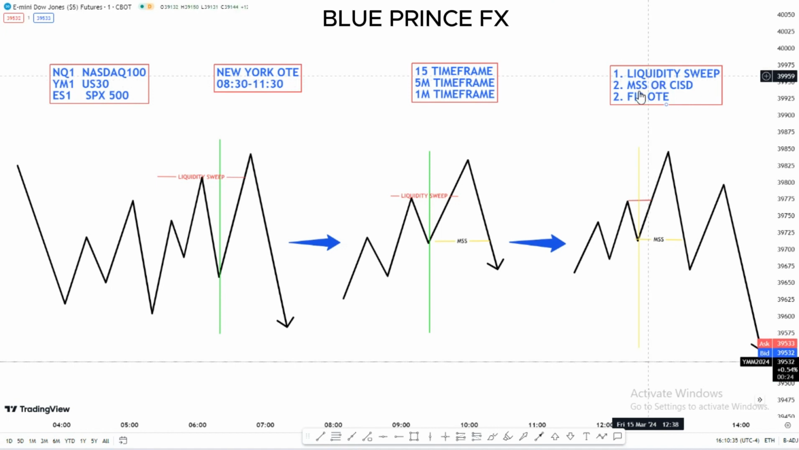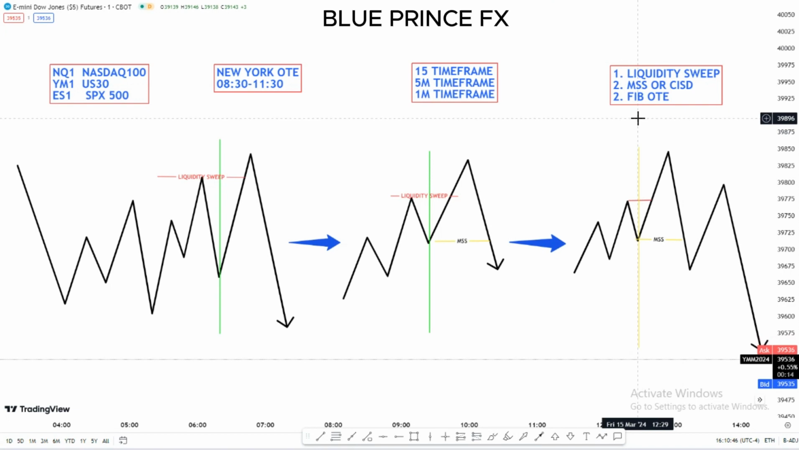After the liquidity sweep, I look for a market structure shift or a change in the state of delivery. Whenever that happens, I take out my Fibonacci level, which is my OTE level. I place it from the low to the high, then wait for a retracement into my Fibonacci level, and I get my entries there. So let's look at these charts here.